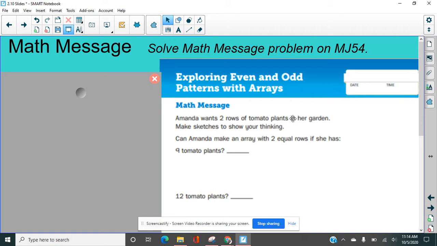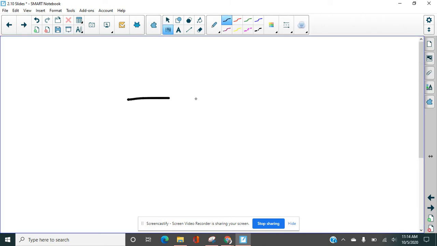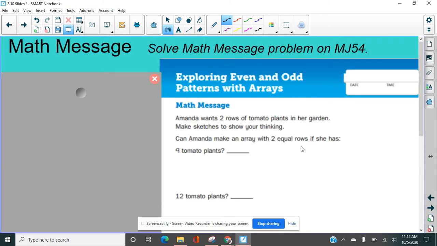Our math message says Amanda wants 2 rows of tomato plants in her garden. Remember, when we're talking about rows, we're talking about this way. So she wants 2 rows like that. Make sketches to show your thinking. Can Amanda make an array with 2 equal rows if she has 9 tomato plants? All right, let's do it. We're going to have 2 rows here, and we have to have a total of 9 plants, not 9 in each row. Now I'm at 6, 7, 8, 9.